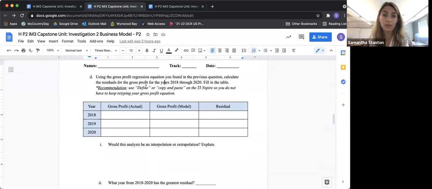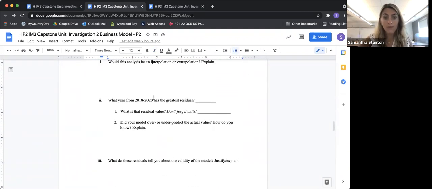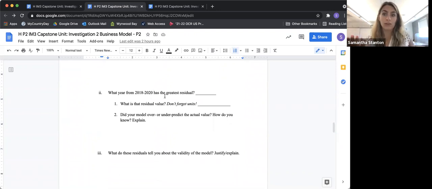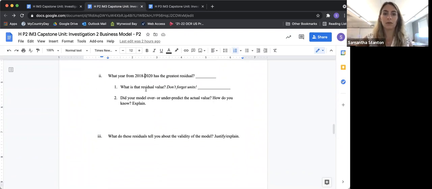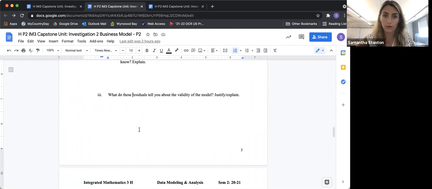From there, you're going to take that equation and you'll complete part D. So in D, you're going to use the regression equation you found to find the residuals for the gross profit from 2018 to 2019. So using your model, you need to find out what it would have been in 2018, 2019, and 2020. Then you'll take your actual and you'll find the residual for all 3 of these years. You'll then talk about whether it's interpolation or extrapolation. You'll find the greatest residual out of those 3 years and explain whether it over or under predicted. And then you're going to talk about the validity of the model based on your residuals.